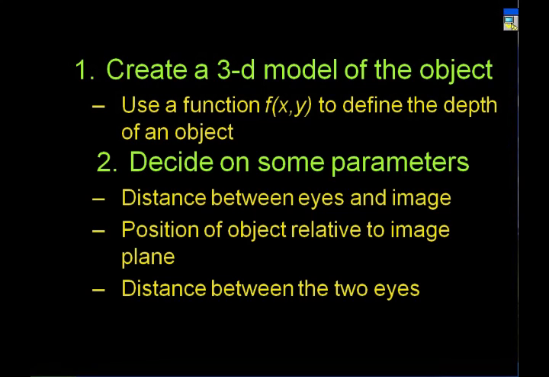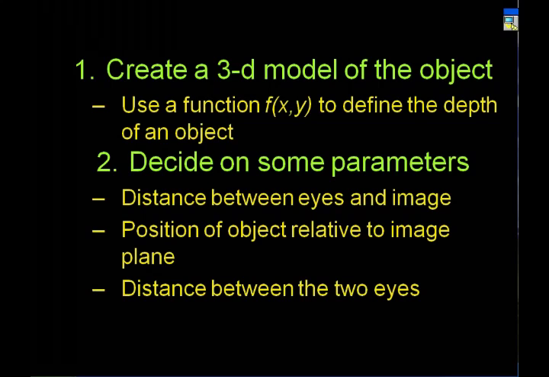Next, you need to set some parameters. You first decide how far your eye is from the image plane, then how far the object is relative to the image plane, and you figure out how far apart your eyes are. Most mortals' eyes are about 10 cm apart.